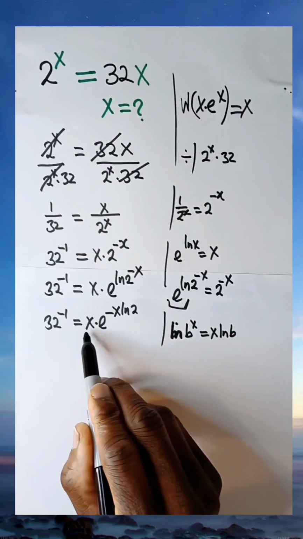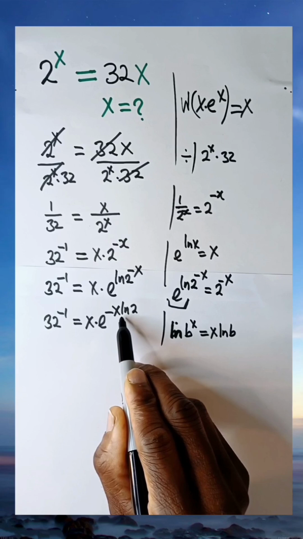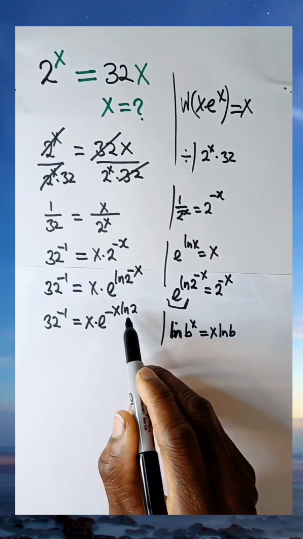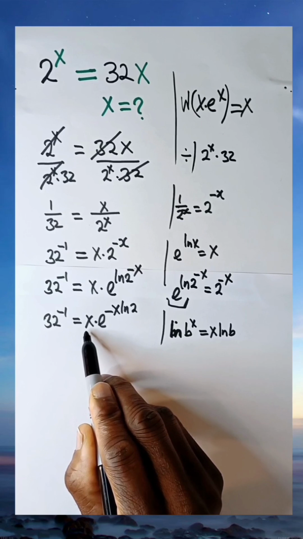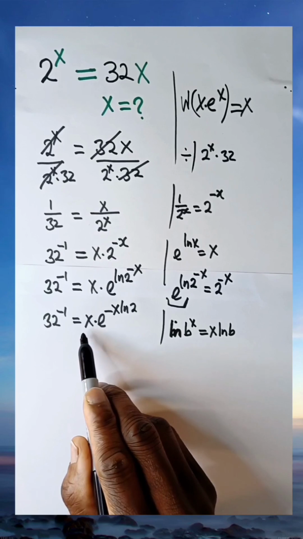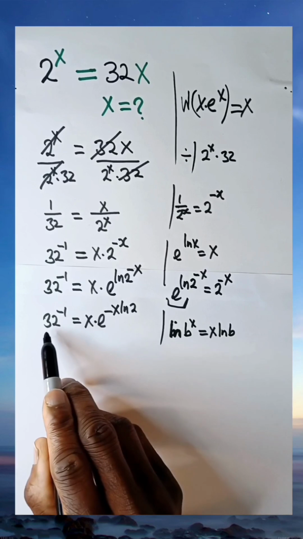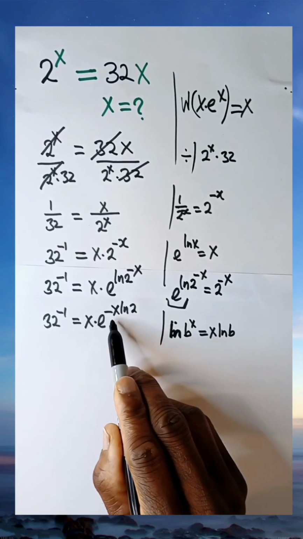All right, here we have x, and here in the exponent we have minus x times the natural log of 2. The only thing missing here in the base is minus the natural log of 2. So we are going to introduce minus the natural log of 2 here. And to do so, we are going to multiply both sides of the equation by minus natural log of 2.